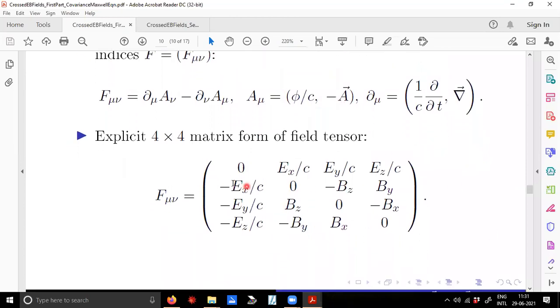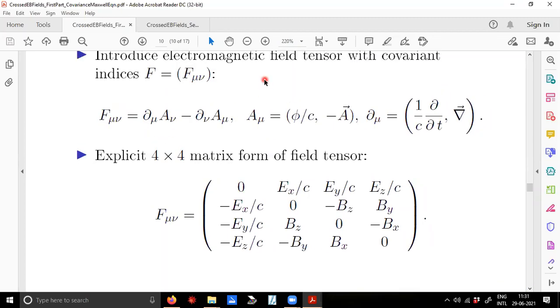You know that F_{μν} has the electric field and magnetic field in this way, and by construction I have defined it. This construction tells me that the field tensor F_{μν} is an antisymmetric second rank tensor. Second rank because it has two indices, and it can be shown how it transforms under Lorentz transformation.